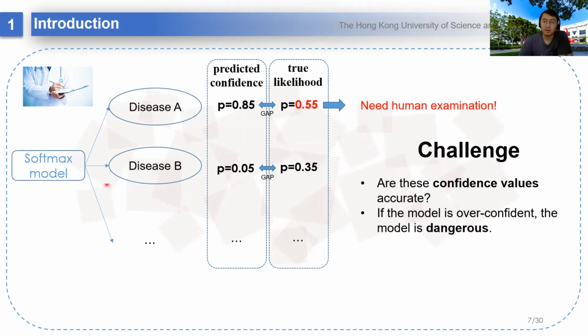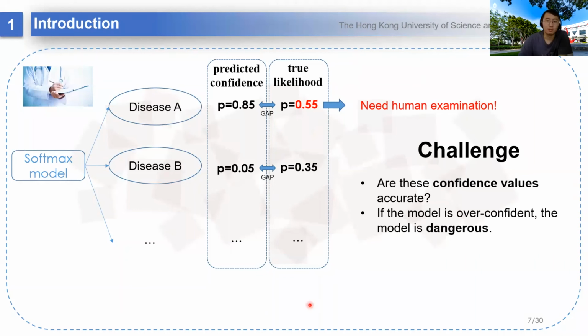This is an example. The first row is the prediction. The first column is a prediction of the deep learning model after Softmax layer. And the second column is a true likelihood of this class. Here, the model is quite sure that the image shows disease A, but the true likelihood is just 55%, and it needs a human expert to examine it again. So if the doctor here chooses to believe the model 100%, the patient will be misdiagnosed.